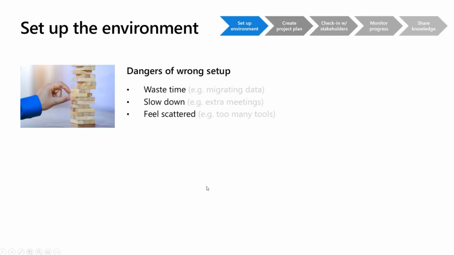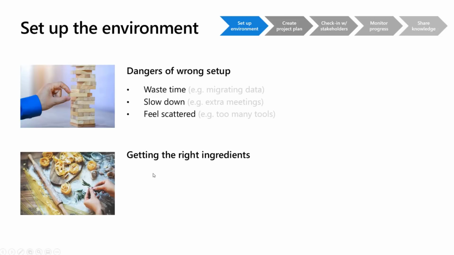In setting up the environment, you want to think about 4 ingredients here. These are the right ingredients to think about in Teams. First is the people, the teams and the channels. Next is the meetings, then the files, and lastly, the apps, those applications or integrations in Teams.